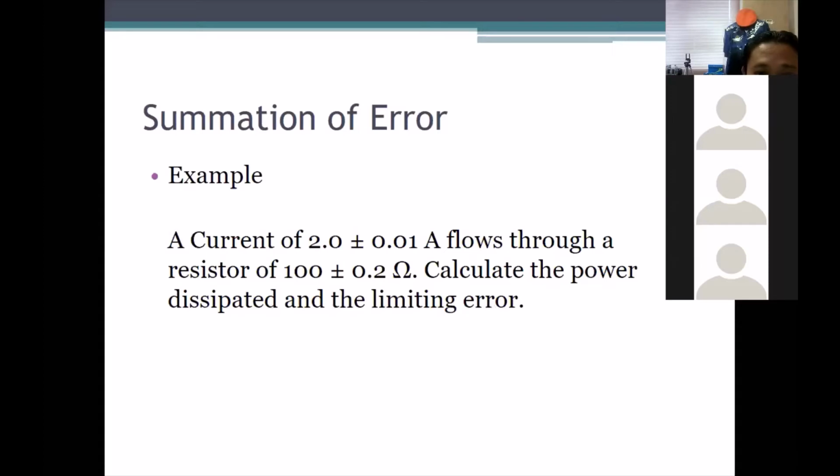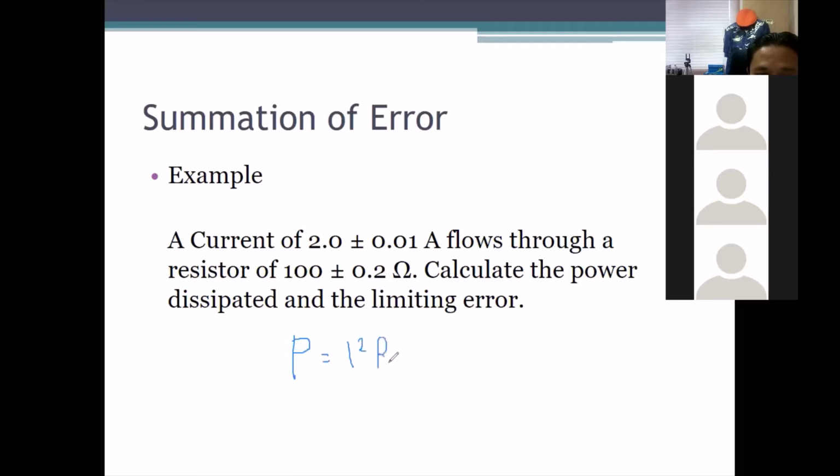So maybe you can try this one. The current of 2 plus minus 0.01 ampere flows through a resistor of 100 plus minus 0.2. Calculate the power dissipated and the limiting error. Try the example here. The unit of power will be like this: P equals I squared R.